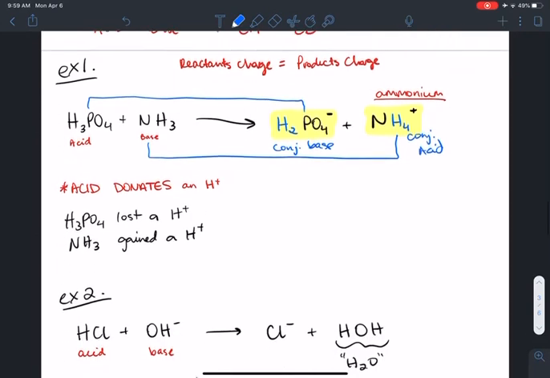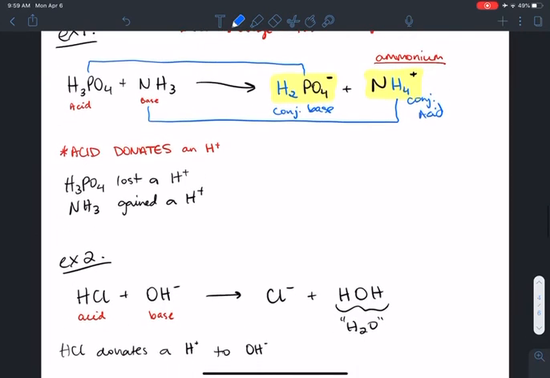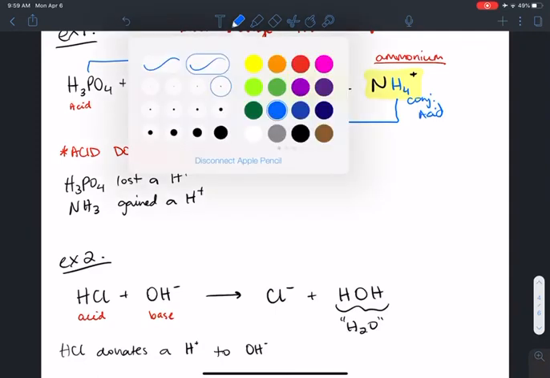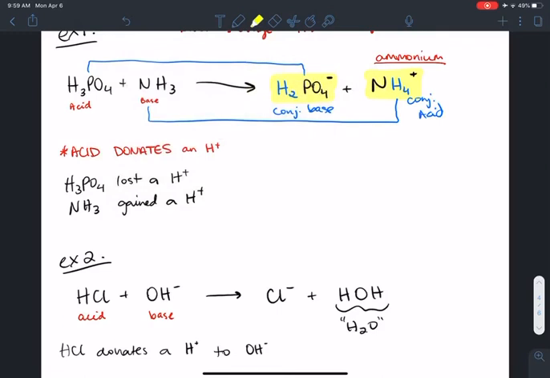So in example 2, we have hydrochloric acid and hydroxide. Hydroxide, we know, is always going to be a base, right? This is always a base. Hydroxide's always a base. Hydrochloric acid's always going to be an acid. So an acid donates a proton. So the hydrochloric acid is going to donate a proton to the hydroxide molecule.